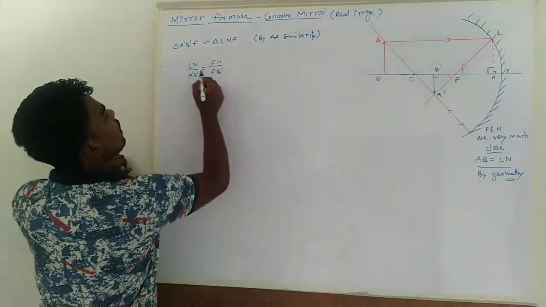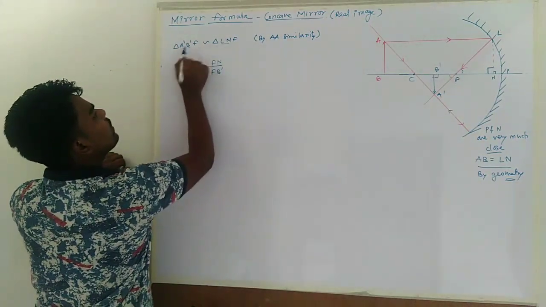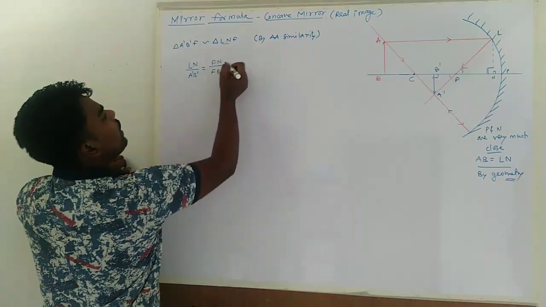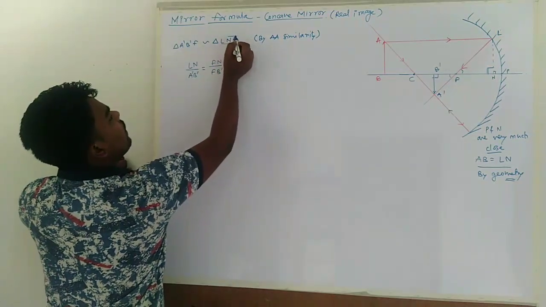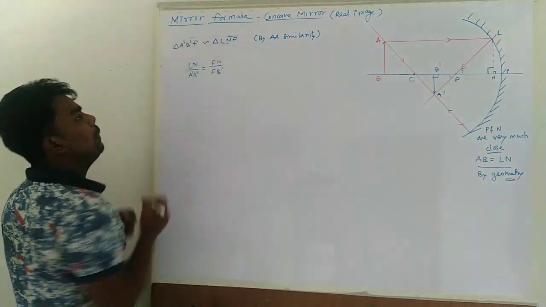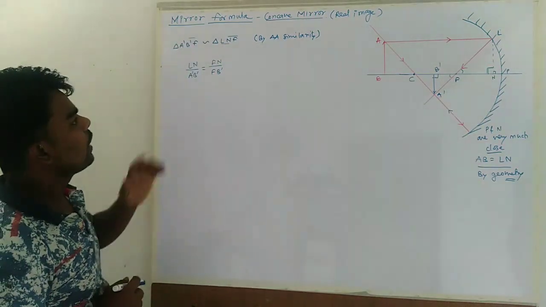Okay, what we have written? Ln upon A dash B dash, and here Fn upon Fb dash. This we have written by the triangular similarity.